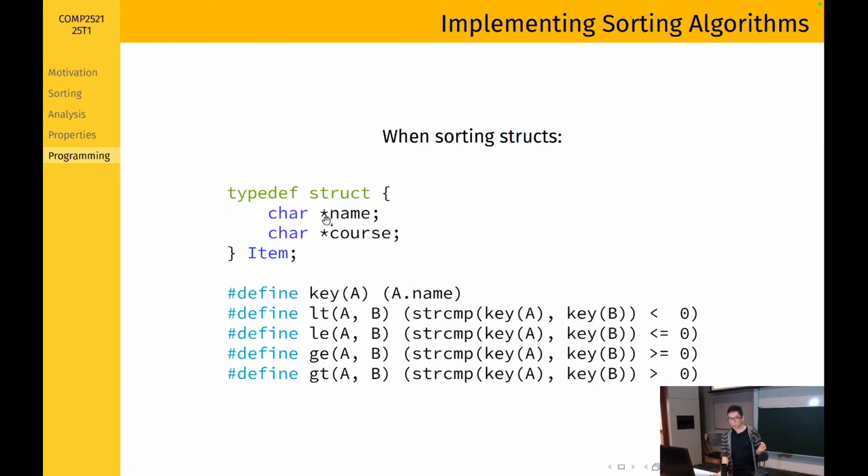So here we have items which contain a name and a course. And if we want to sort the structs by name, then we have a key macro which takes an item and then extracts the key from it. So it extracts the name field. And then since these names are strings, we have macros which use strcmp. So we're not using just less than or greater than, we're using the strcmp function which lets us compare strings.